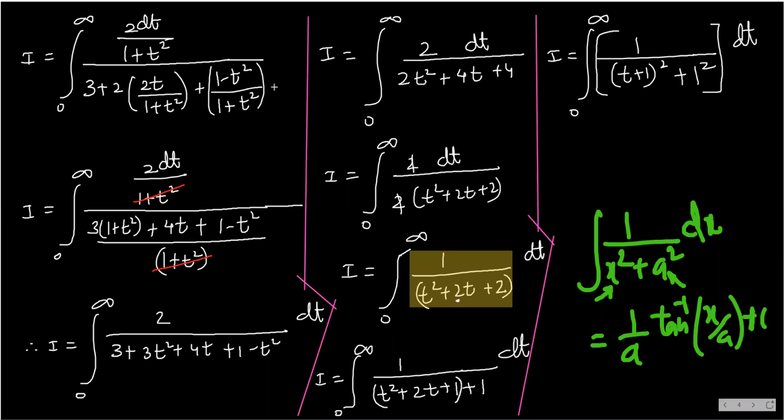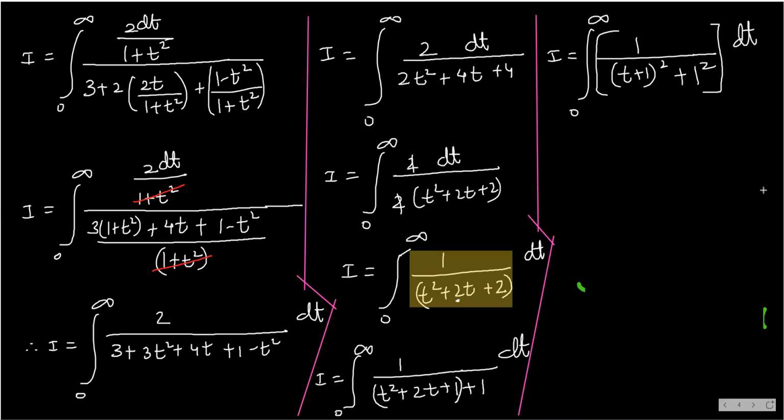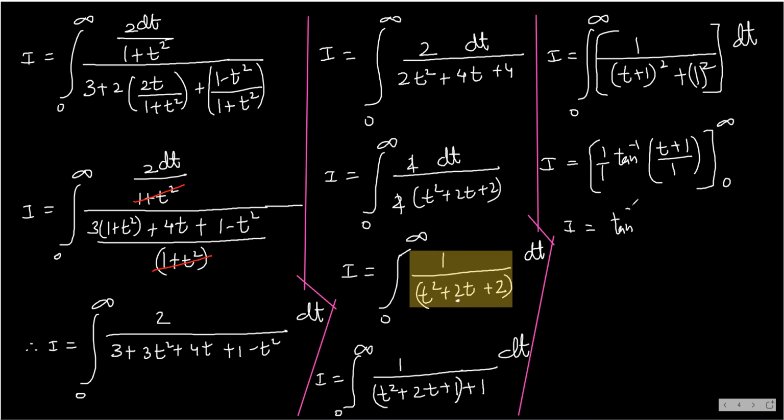So see what am I going to get? I will get here I equals 1 upon a, that is 1 upon 1, tan inverse of (t plus 1) upon 1, 0 to infinity. So this is I equals tan inverse of (t plus 1), 0 to infinity. Okay, now upper limit minus lower limit, what I will do, I will put t as infinity.